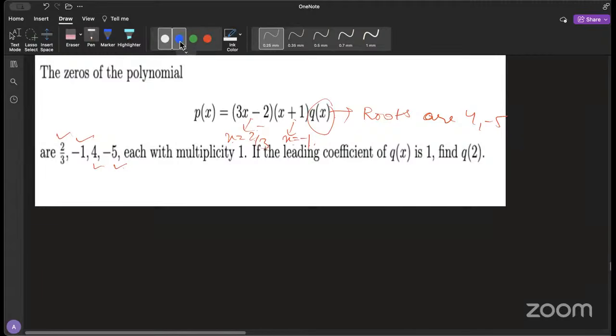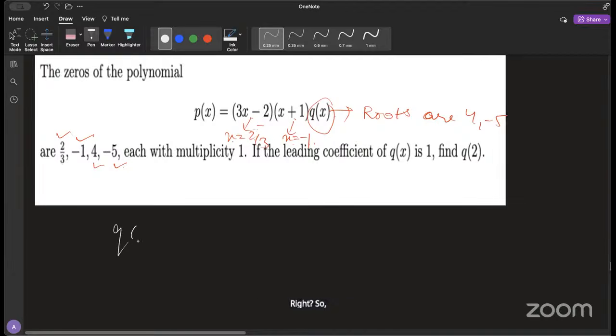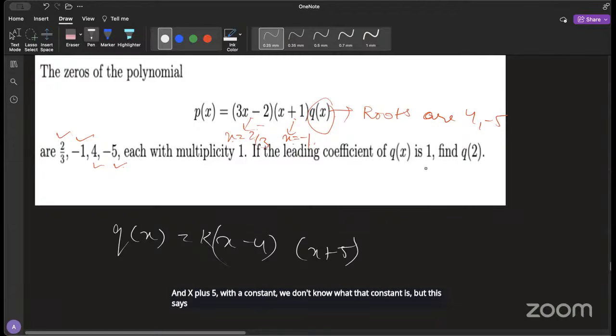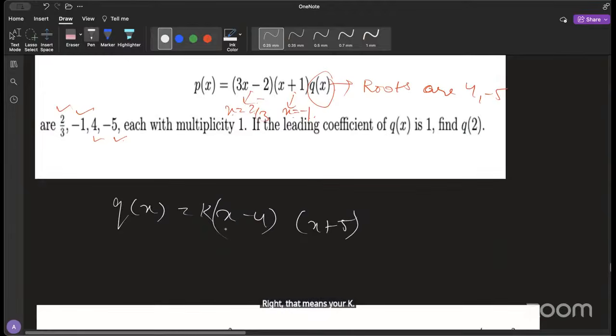So if Q(x) has only two roots, because only two roots are left here, that's why Q(x) can only have (x - 4) times (x + 5). Then we'll see how else this question can be changed, because it's in the easiest form right now, right? So right now you can clearly see that Q(x) should be equal to (x - 4)(x + 5) with a constant. We don't know what that constant is, but this says that the leading coefficient is 1, right? That means your k is 1. If I take k here, then the leading coefficient is k, right? That means k should be equal to 1. That possibility is also gone.